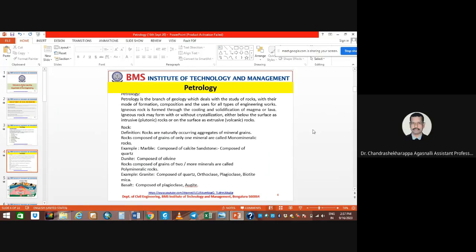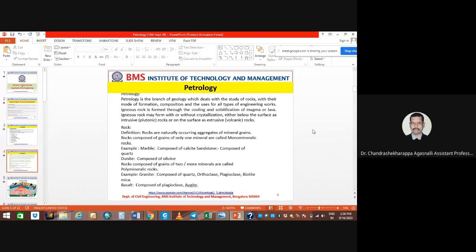So here is the mode of formation, composition, and uses of all types of rocks for engineering works. Especially the igneous rock is formed through the cooling and solidification of magmas. The first formed rock is the igneous rock. When a volcanic eruption is happening, during that time the first formed rock is called igneous rock. So that is why we say igneous rock is formed during the cooling and solidification of magma or lava.